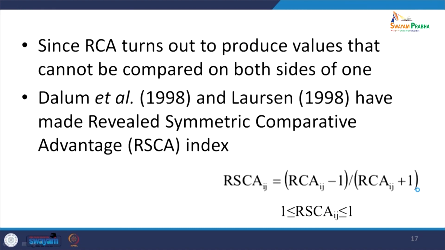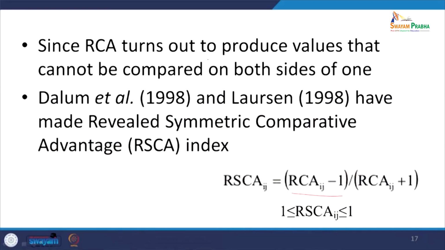So, RCA, which we have said, only talks about a certain limited direction. If you take a monotonic transformation, just by taking a minus on one side, basically a negative monotonic transformation, RCA turns out to produce values that cannot be compared on both sides of 1.